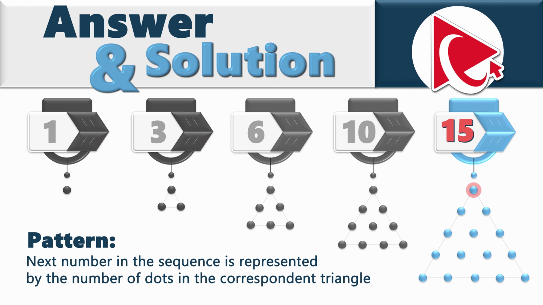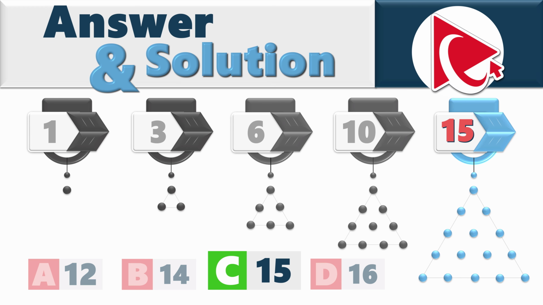Let's look at the triangle. 1, 2, 3, 4, 5, 6, 7, 8, 9, 10, 11, 12, 13, 14, and 15. So the correct answer here is choice C, 15.